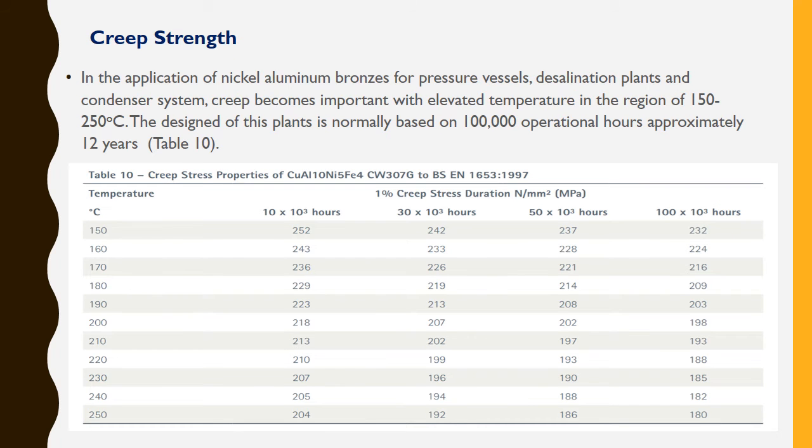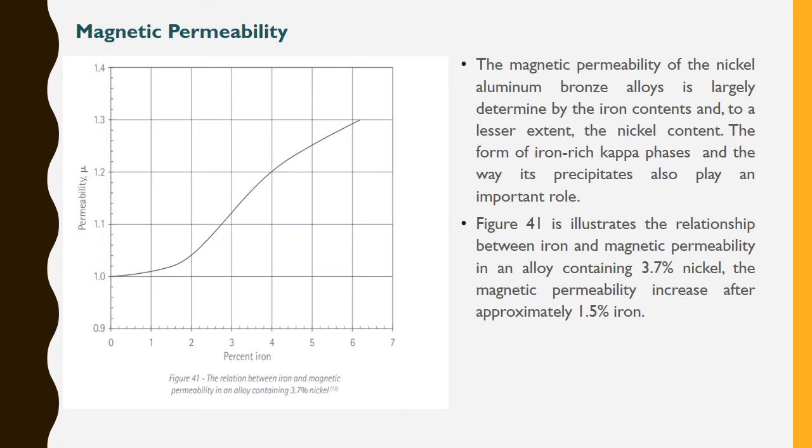Creep strength. In applications of nickel aluminum bronze for pressure vessels, desalination plants and condenser systems, creep becomes important with elevated temperature in the range of 150 to 250 degrees Celsius. The design of this plant is normally based on 100K operational hours, approximately 12 years. Magnetic permeability.